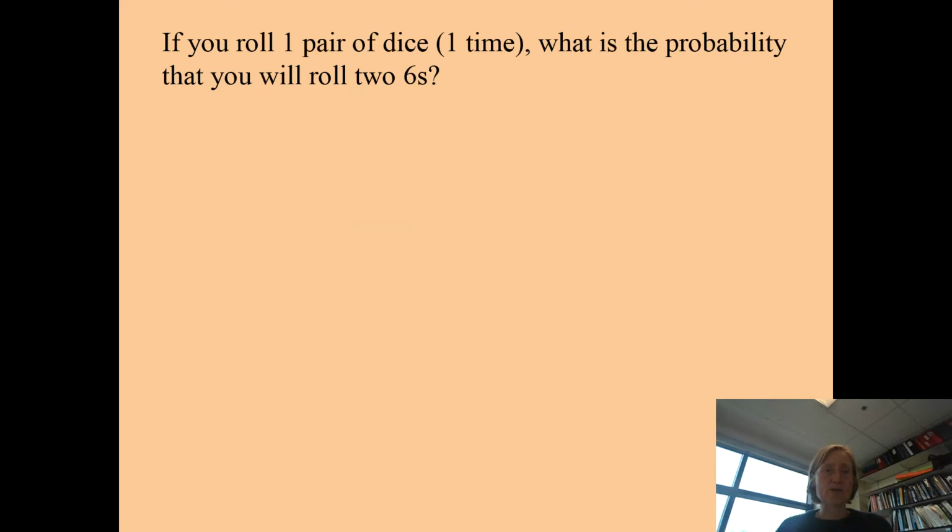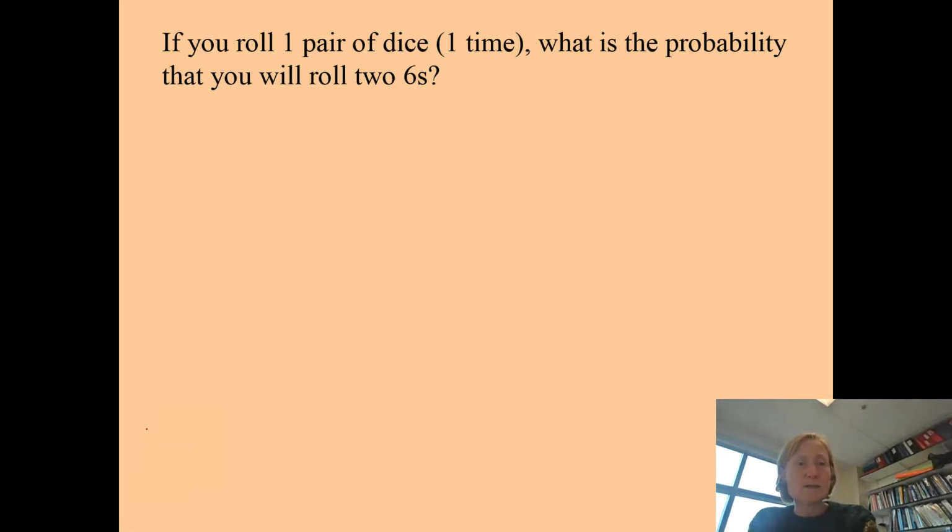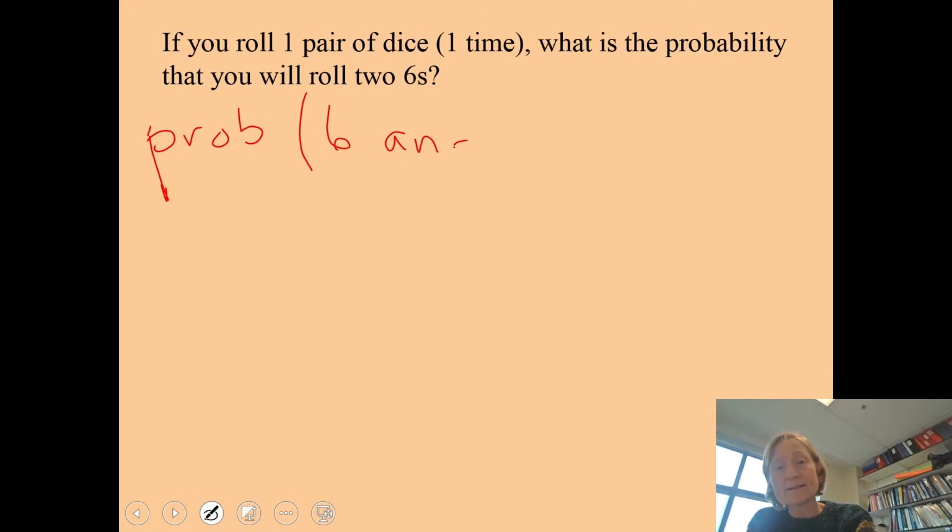Here's the question, really. If you roll 1 pair of dice 1 time, what is the probability you will roll 2 sixes? What is the probability you'll roll a 6 on the first dice and a 6 on the second one? The question is really, what is the probability of rolling a 6 on the first dice and a 6 on the second dice?